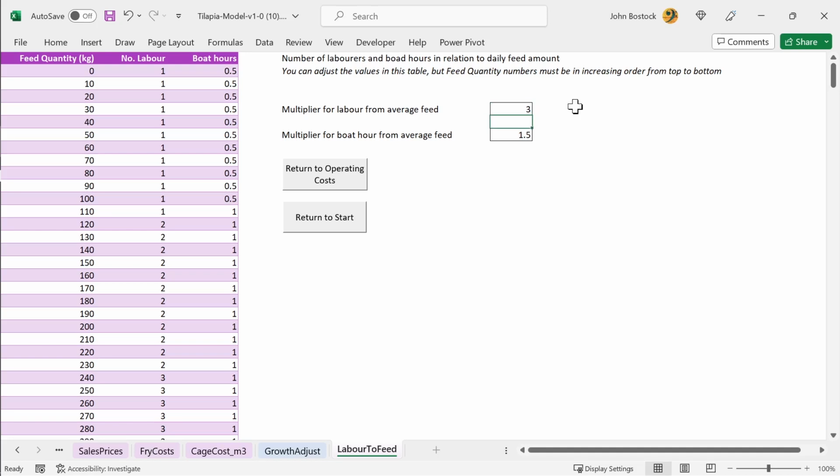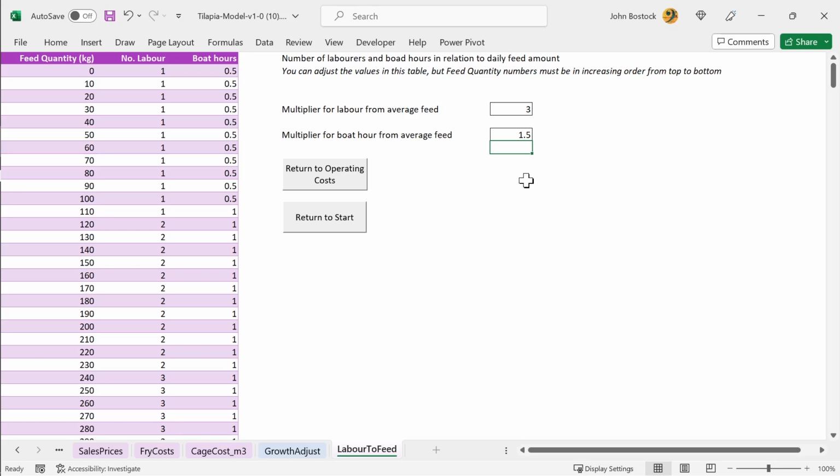There is a similar multiplier for the calculation of boat hours from the average feed. This data feeds into the suggested hours of fuel use per day value in the operating costs table. For instance, if the number of labourers for a certain average daily feed amount is 2, a multiplier of 2 would give a total of 4.